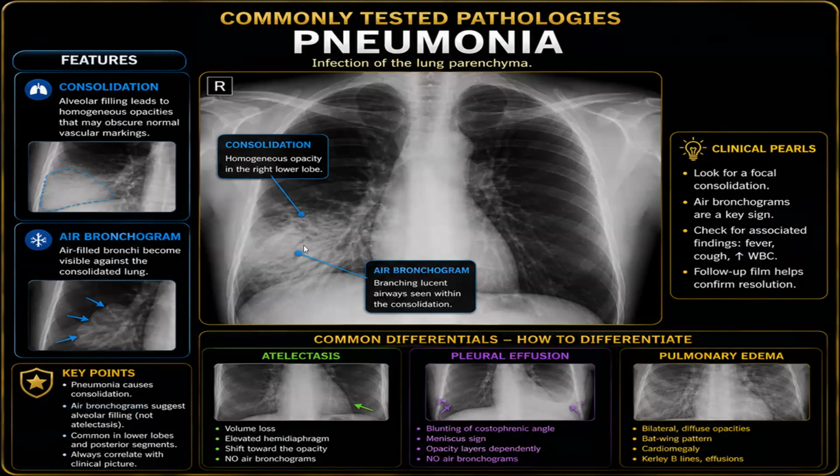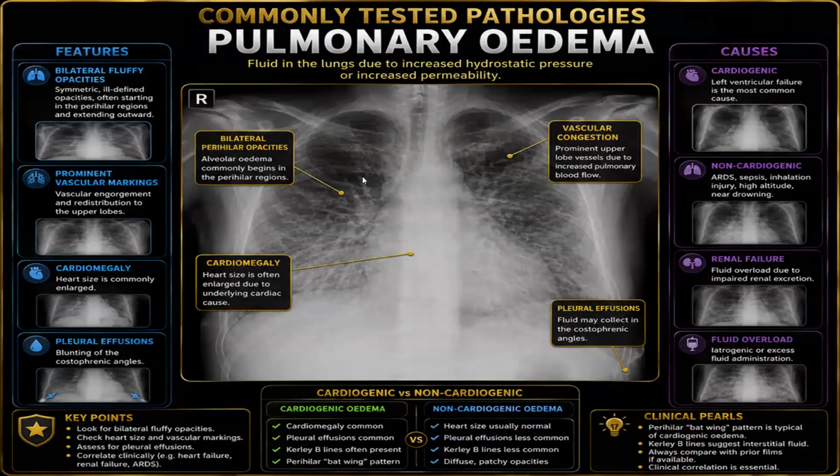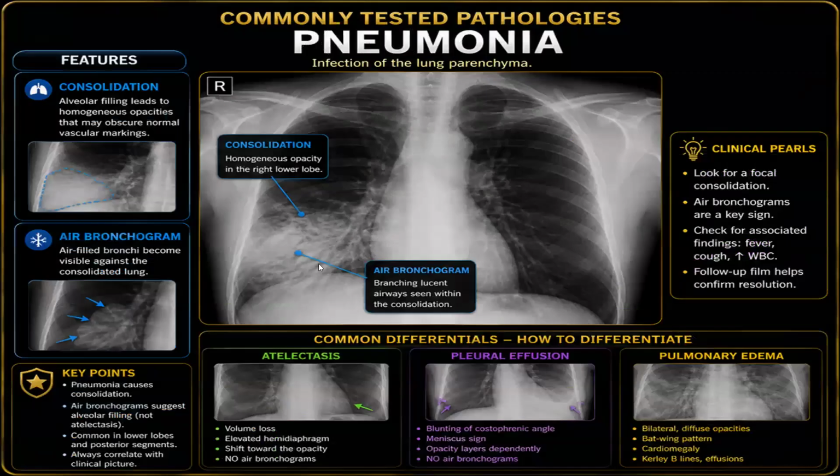Consolidation. Opacity in one part. So if you find the opacity diffuse bilateral, it means edema. If you find the opacity in one part, this is called consolidation. So it's called pneumonia, infection. Okay?